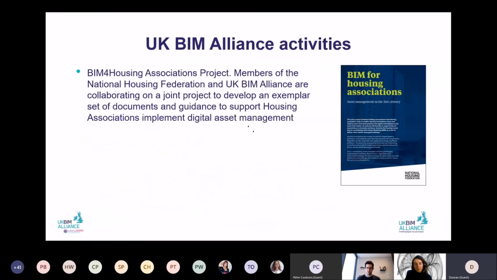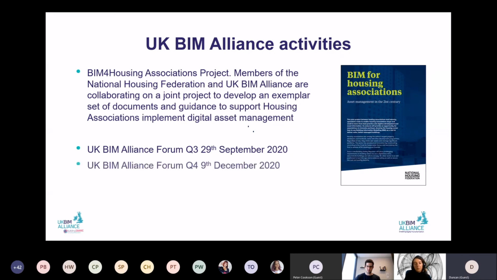Next up with the UK BIM Alliance, there has been a project carried out called BIM for Housing Associations. They have published a first report here, and they are looking to help to understand how asset management and lifecycle management works in the housing sector for housing associations. The UK BIM Alliance had their last Alliance Forum, their public open event, yesterday afternoon. So that will be available soon on the Alliance YouTube channel, and the next forum will take place on the 9th of December.